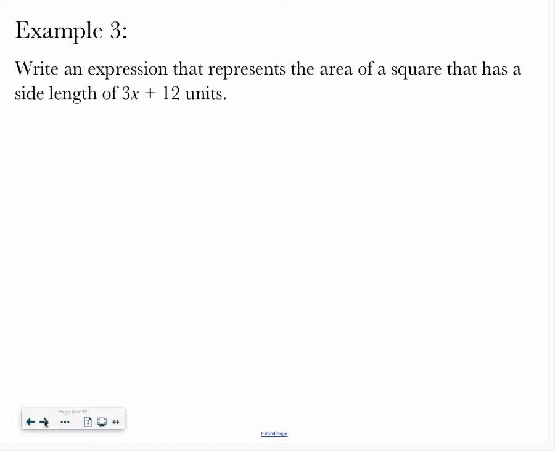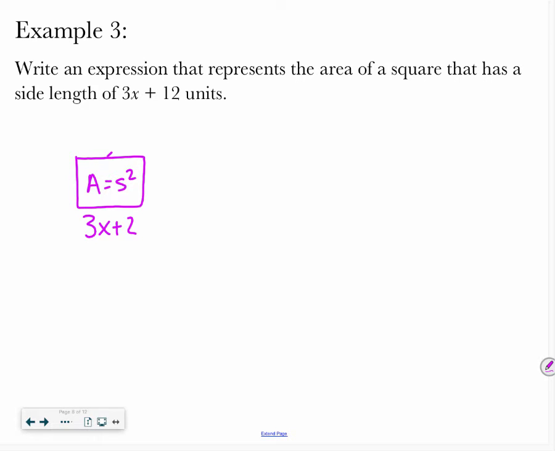Okay, so now we want to write an expression that represents the area of a square. Okay, so I have a square, and I know that area for a square is the side times the side, or side squared, because all of my sides are the same since it's a square. Okay, so we want to write an expression that represents the area of a square that has a side length of 3x plus 12. So I can replace this. It's going to be 3x plus 12, and that is going to go on every side.